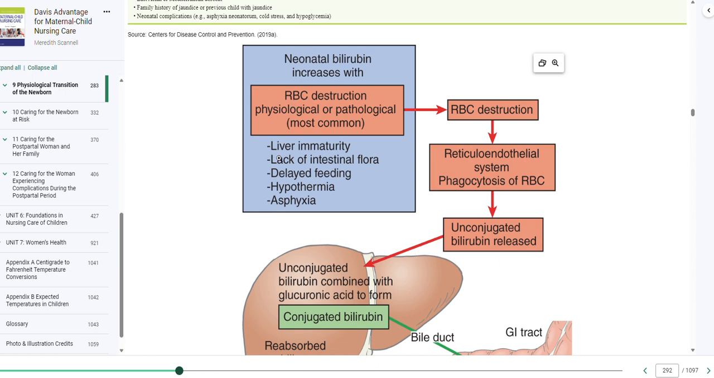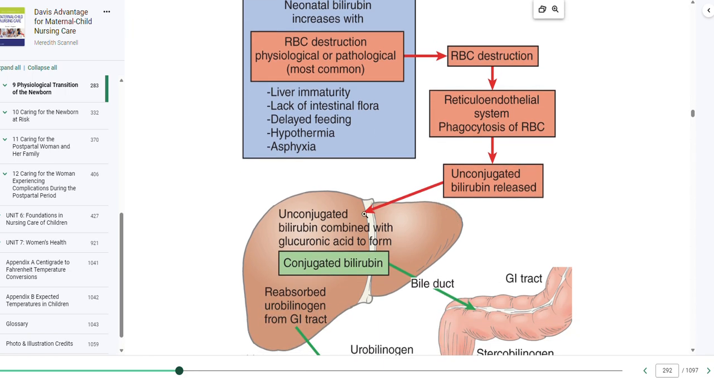And it increases with the asphyxia, hypothermia. You remember how we talked about, can hypothermia play a role in jaundice? Absolutely. And this is what happens, okay? So unconjugated bilirubin is released, and it's combined with the glucuronic acid to form conjugated bilirubin.